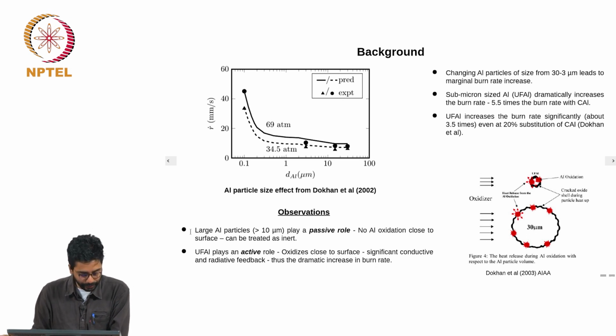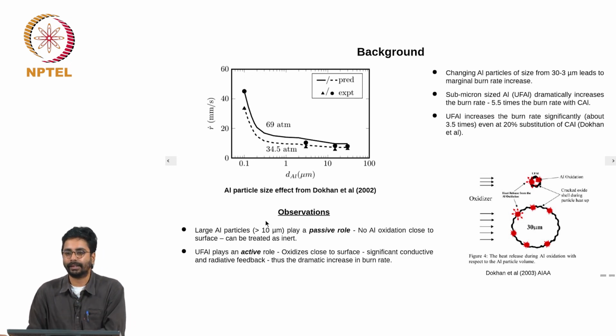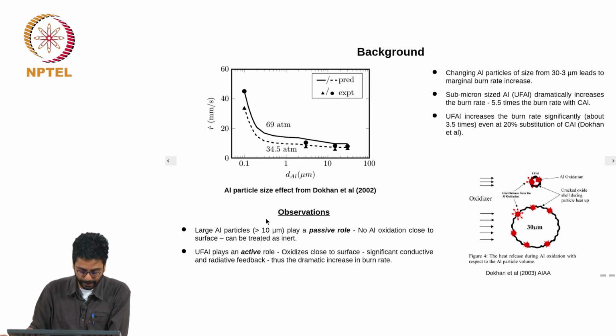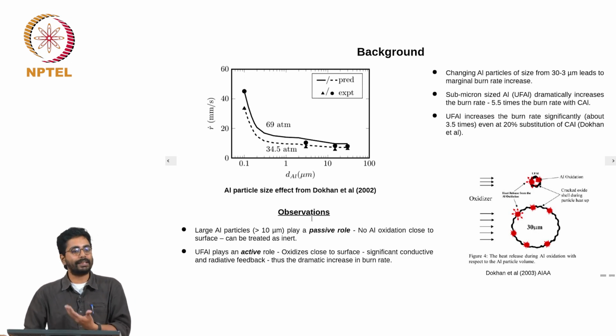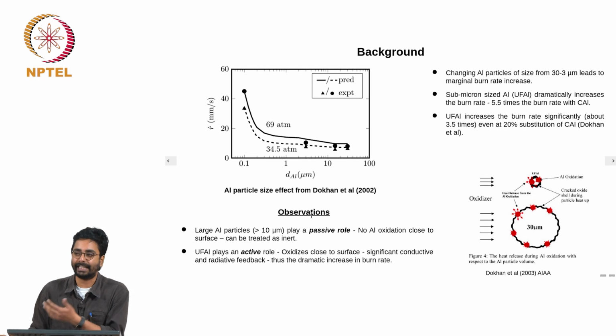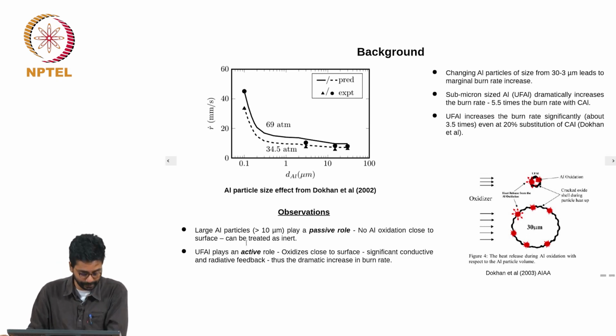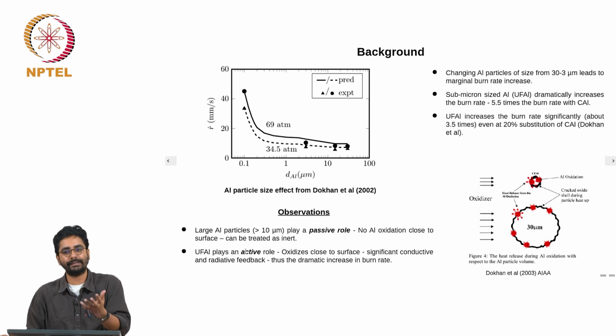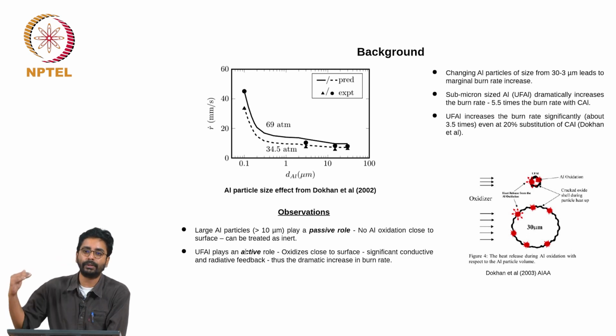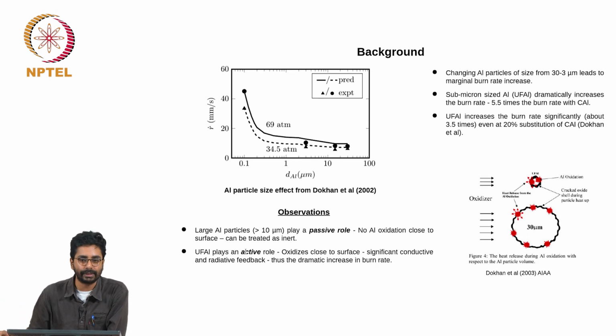So large aluminum particles, that is, bigger than 10 micron, play a passive role. They do not do anything close to the surface to affect the heat flux that comes to the surface to have an effect on the burn rate. So there is no oxidation of aluminum close to the surface, and therefore large aluminum particles, where large is greater than 10 micron, can be treated as inert as far as the effect of those particles on the surface heat flux is concerned. Of course, they go downstream, react, release heat and contribute to specific impulse, but they do not play any active role close to the surface.